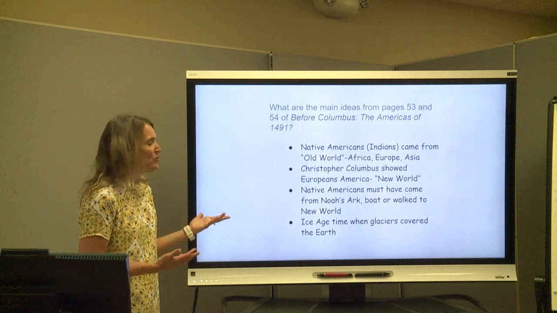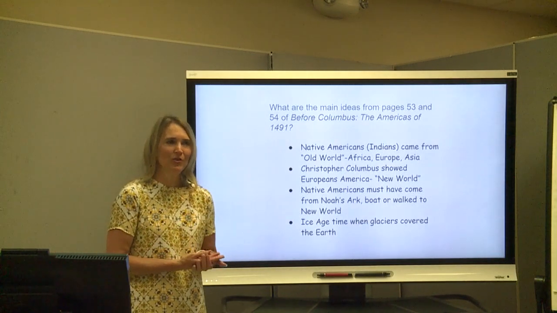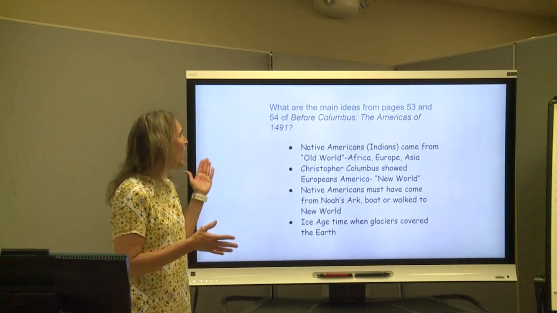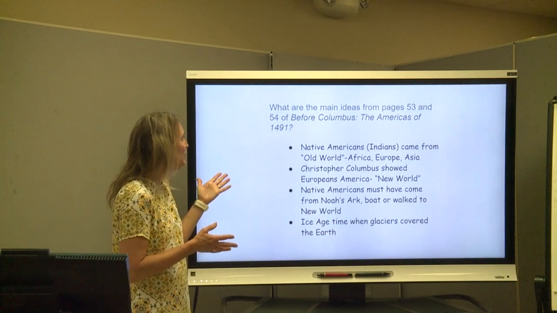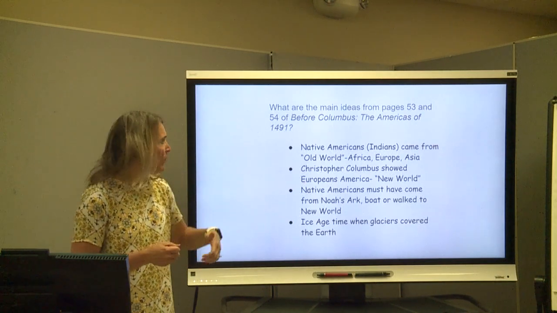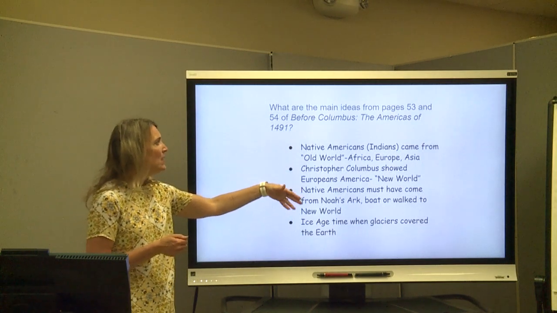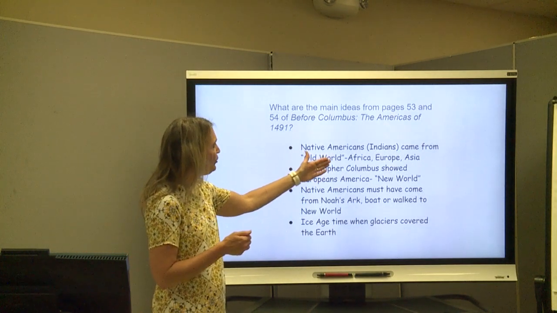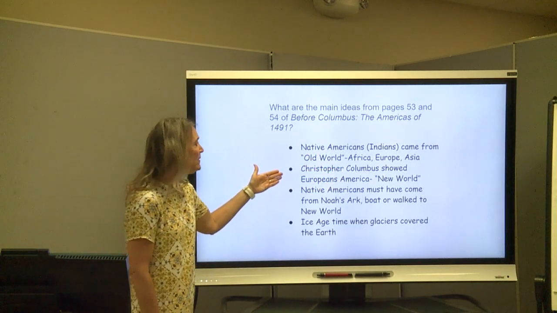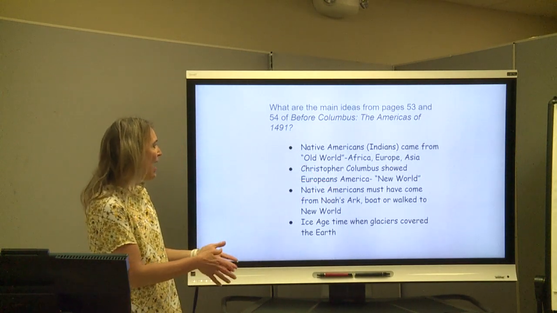So, our next question, and review this skill from 4th grade, the main idea. Well, we had a nonfiction passage, so very important to understand the details. What are the main ideas from page 53 and 54? Before Columbus and the Americas of 1491. What was it like? Well, we had Native Americans, whom Christopher Columbus called Indians, must have come from the Old World, Africa, Europe, and Asia. Christopher Columbus showed Europeans America, or the New World.